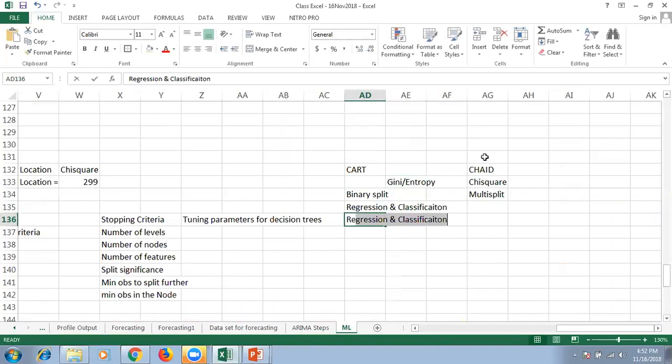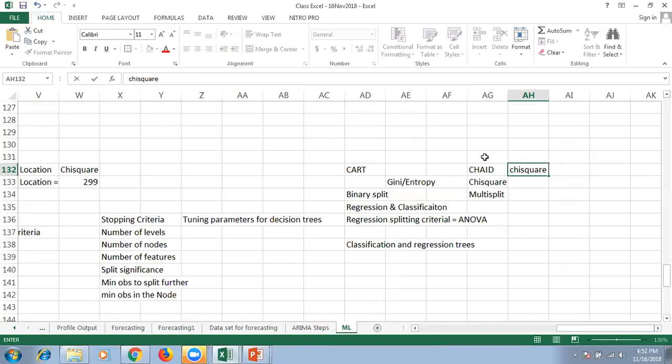For regression, what is the splitting criteria? ANOVA. Okay, so like this, we have different algorithms. CART is nothing but classification and regression trees. And CHAID is chi-square automatic interaction detection tree.